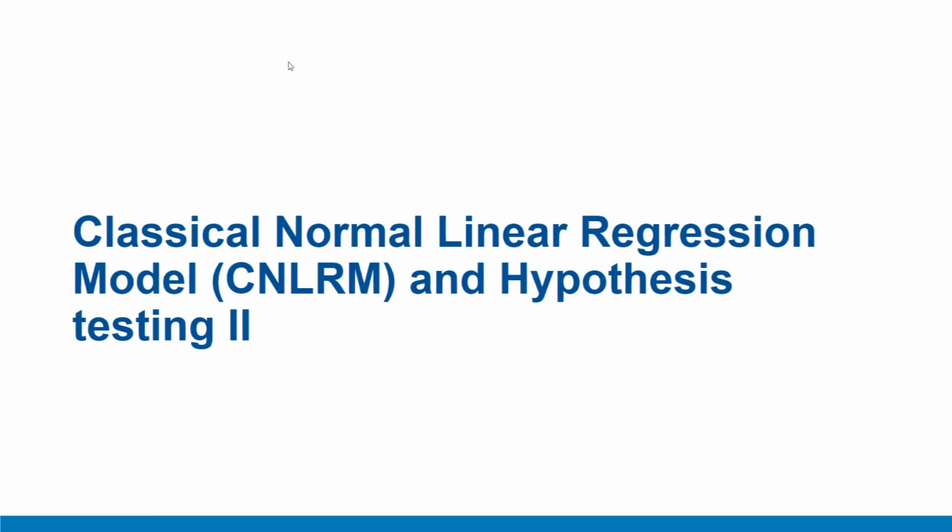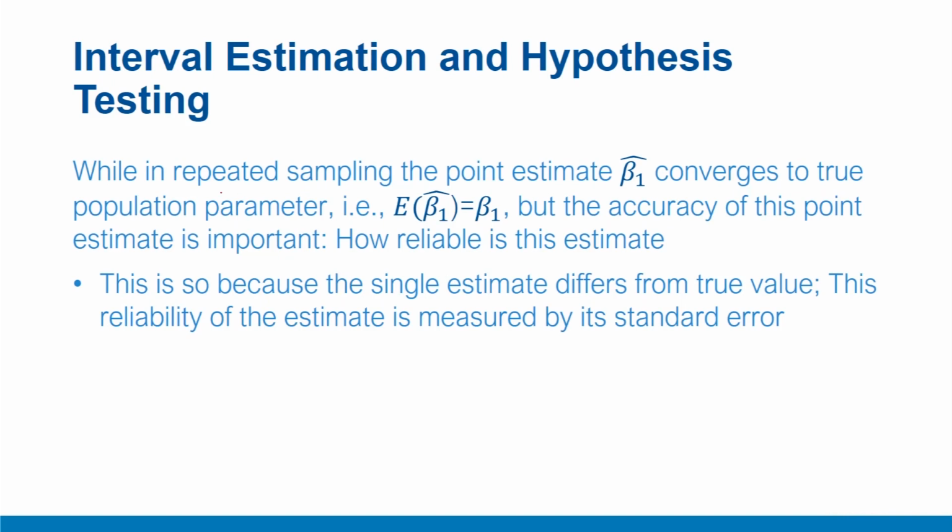In this video, we'll conclude our discussion on hypothesis testing with the classical normal linear regression model. Please remember, in repeated sampling, the point estimate, that is beta 1 hat, converges to the population parameter, which is beta 1. This suggests that if you have a number of samples, the mean of beta 1 hat will converge to the population parameter beta 1. However, we do not have the luxury of working with many samples, and often we are left with one sample, which is very small compared to the overall population.